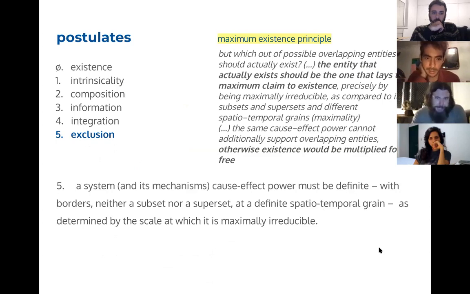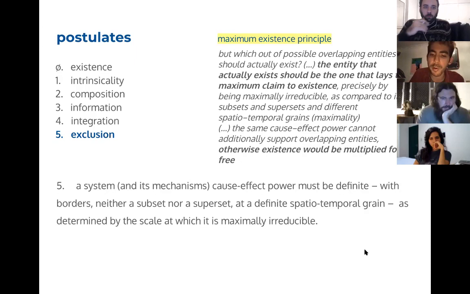So a system must be definite. That means you cannot allow it to exist at all subsets and supersets. It cannot exist at all spatial temporal grains. It must exist in a given definite way. So a way to find that out is: what is the maximum across all these scales? Where is the irreducible cause-effect power maximal? At what scale, at what temporal grain, and what subset?